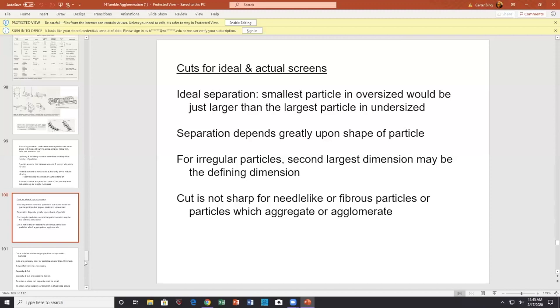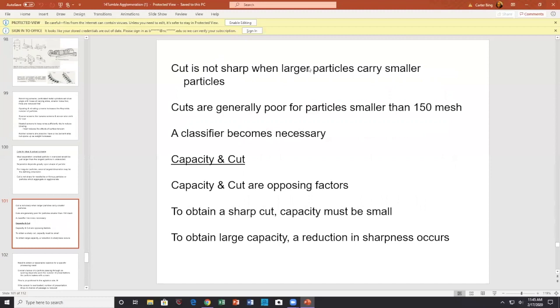Cut is not sharp when large particles carry smaller particles. Cuts are generally poor for particles smaller than 150 mesh classification. Screens only work down to a certain size limit and then they don't work anymore. You're going to have to go to a classifier. A classifier is much more elegant.